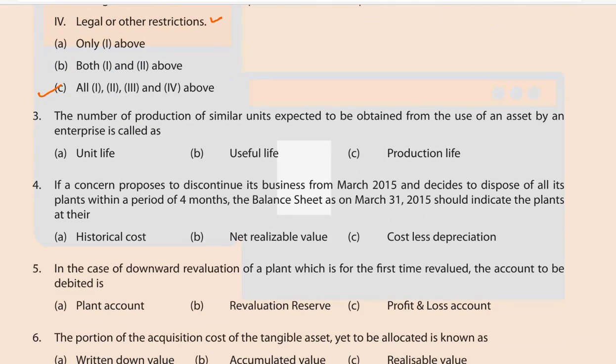Question 3. The number of production of similar units expected to be obtained from the use of an asset by an enterprise is called as A. Unit life, B. Useful life, C. Production life. The answer is B. Useful life.